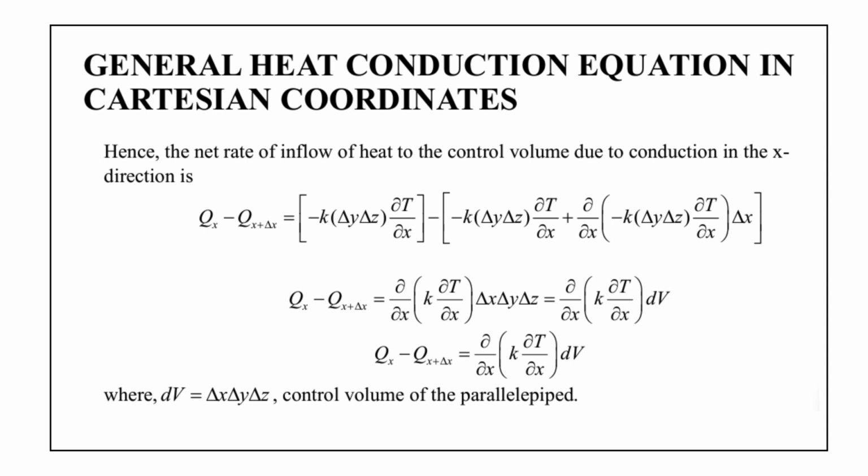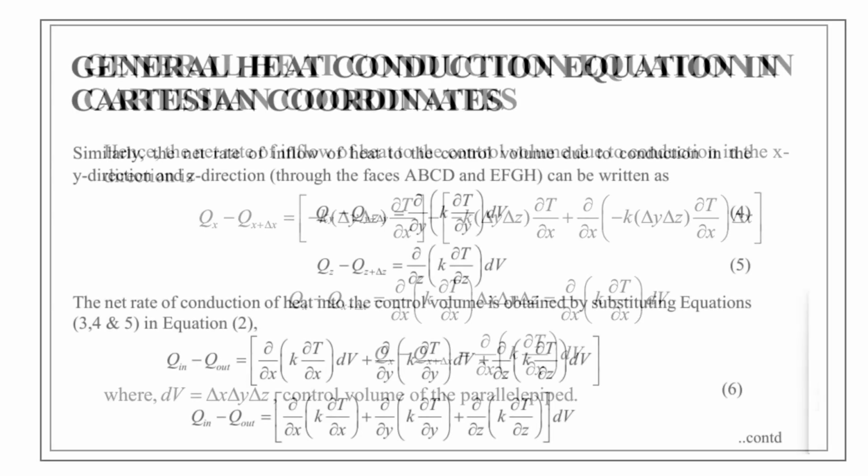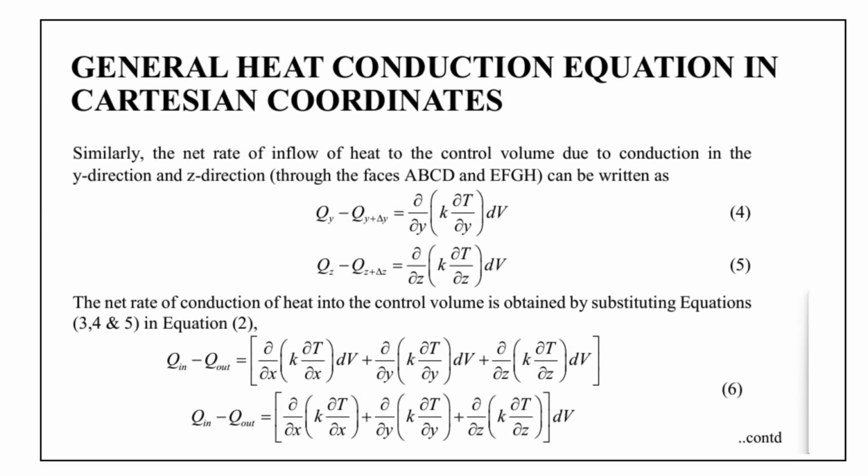Therefore, Qx net equals k times ∂²T/∂x² times dV. Moving to next slide. Similarly, the net rate of inflow of heat in the y and z directions: Qy net equals k times ∂²T/∂y² times dV, and Qz net equals k times ∂²T/∂z² times dV.